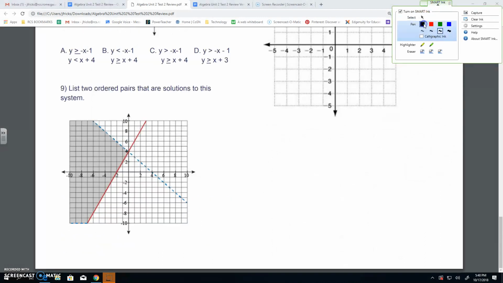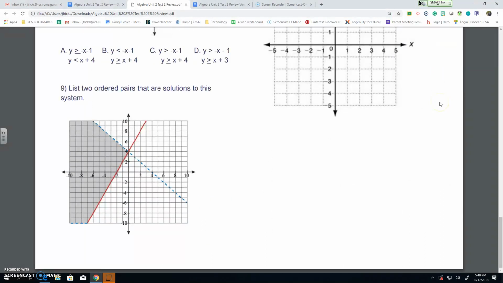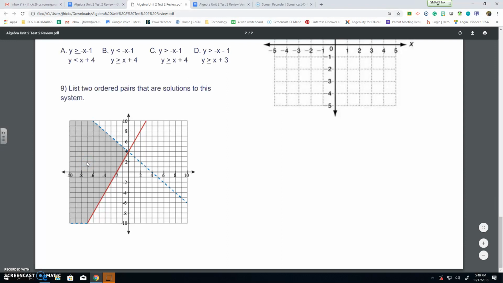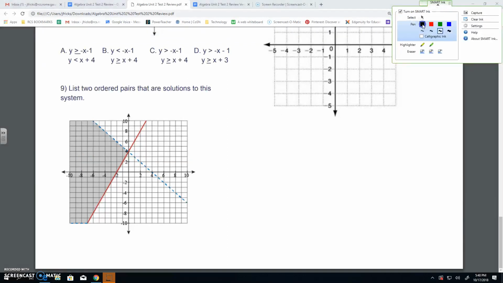Alright guys, last problem. Alright, so on this last problem, it's pretty simple. I just want you to list ordered pairs of our solutions. And what you got to be able to understand is that this is going to give us the ordered pairs that are solutions in the shaded area. And that's the key here, okay?